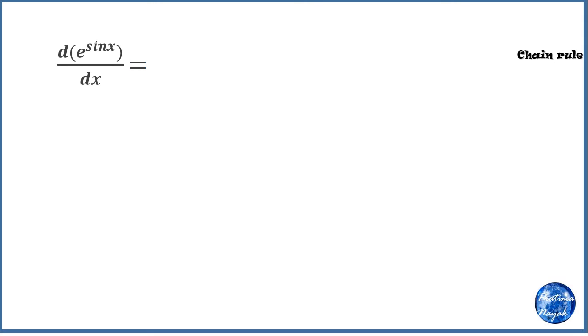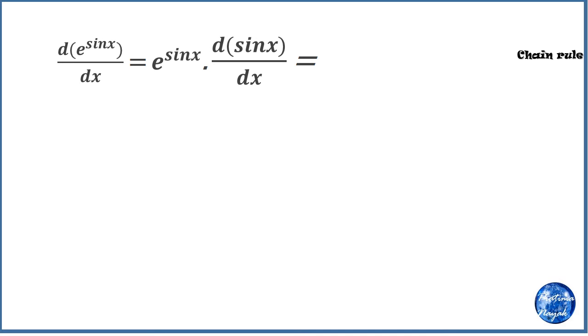e raised to the power sin x. So f(x) is e, so e to the power sin x, g(x) is sin x, so multiply by the derivative of sin x. So what will the result be? The derivative of sin x is cos x. So e to the power sin x multiplied by cos x.